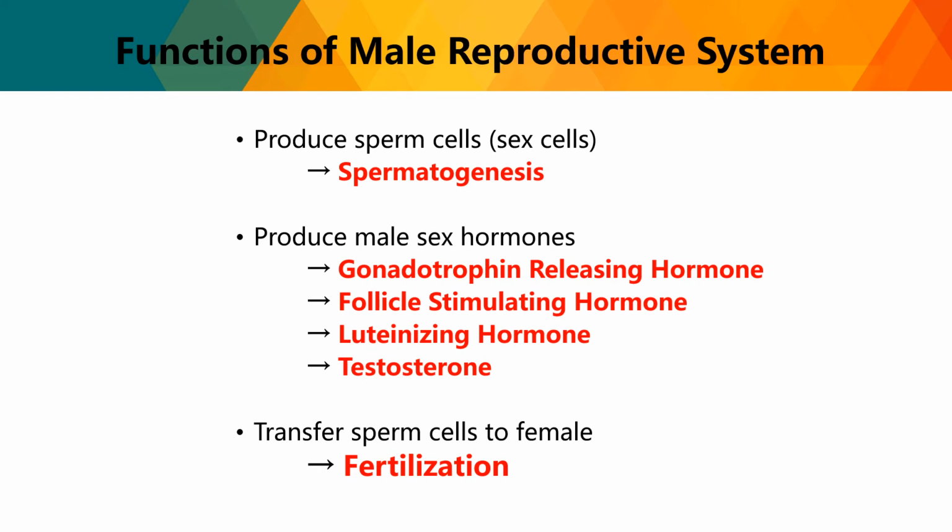So for the functions of the male reproductive system, of course, this is responsible for the production of sperm cells. The process of this production is what we call spermatogenesis. For the production of the male sex hormones, we have the gonadotropin releasing hormone, or GnRH. You also have the follicle stimulating hormone, or FSH, the luteinizing hormone, or LH, and then the testosterone. And of course, the transfer of sperm cells to the female is what we call fertilization.